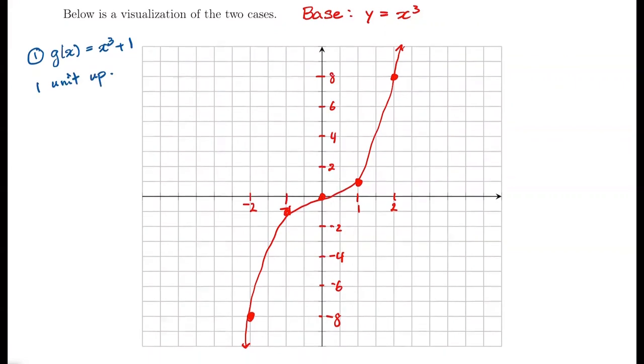So all the y coordinates that we have in the base function are going to get increased by 1. For example, take the origin point. You go up by 1 unit, so it's going to come over here. We take (1, 1), it's going to go to (1, 2). Take (2, 8), this is going to go to (2, 9). And similarly, (-1, -1) is going to go to (-1, 0). And this point is going to come here. So this is what the function would look like then.